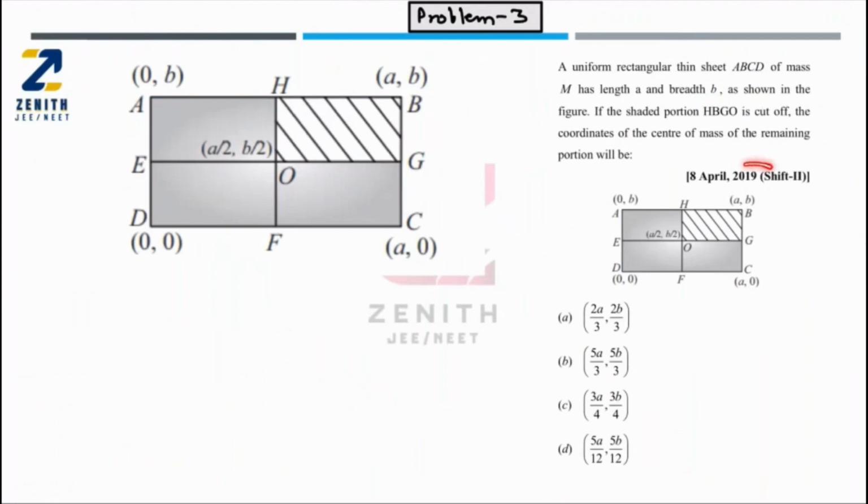So this is also a JEE problem 2019. Uniform rectangular thin sheet ABCD of mass is M and has a length is A and breadth is given as B as shown in figure. If the shaded portion HBGO is cut off, the coordinate of center of mass of remaining portion will be. That means you are taking a small portion HBGO from the complete uniform thin sheet, then you have to calculate the center of mass. You already know, this is basically first of all a negative system. Okay, so in negative system you have to use the minus sign, fine.